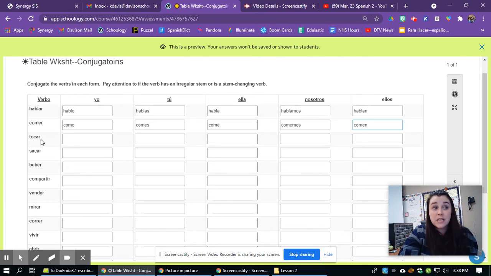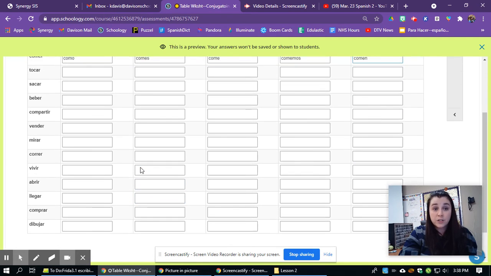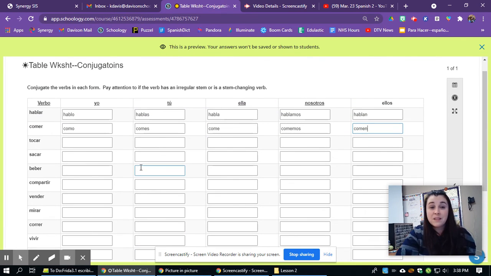So pay attention to what type of verb it is, and then you're going to conjugate it in the 5 forms. Make sure you use your notes, and then again, you can do this twice. If you make a lot of mistakes, I know it's a lot of questions, so if it's something that's just a spelling issue, maybe you messed up one verb, that's okay.